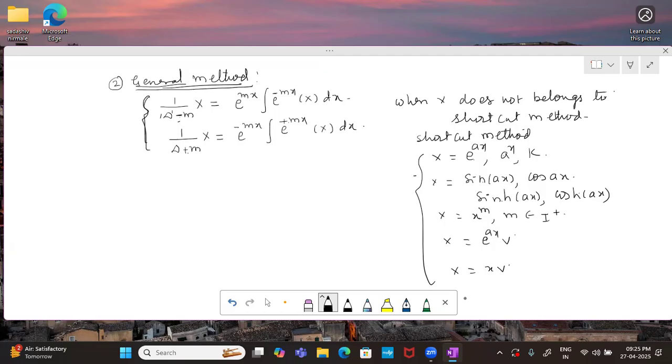And the shortcut method is not applicable otherwise. If we fail to apply this method, then use the general method. So that is the criteria.